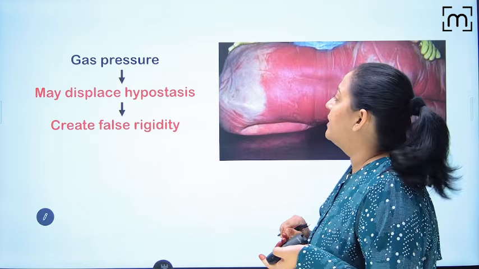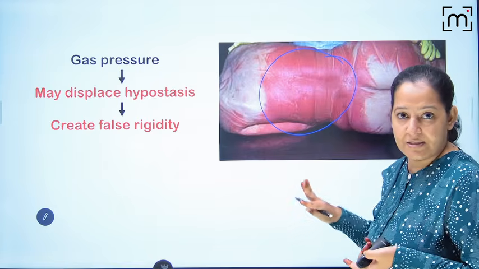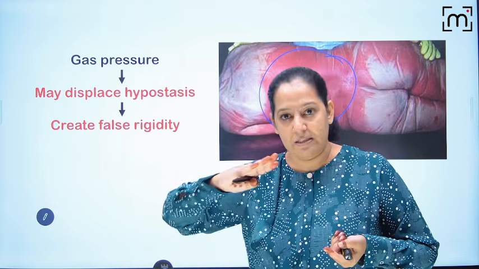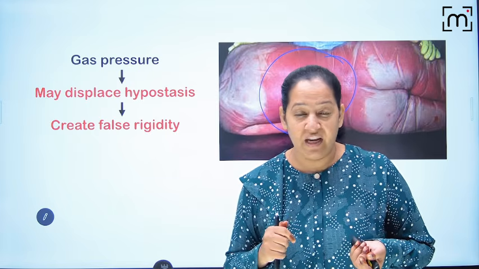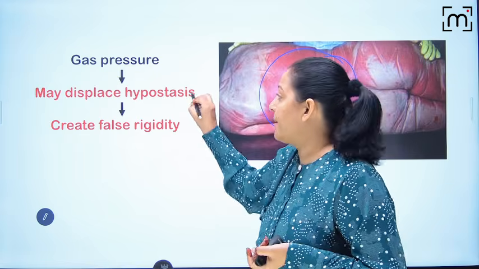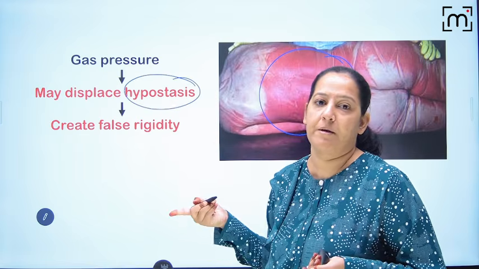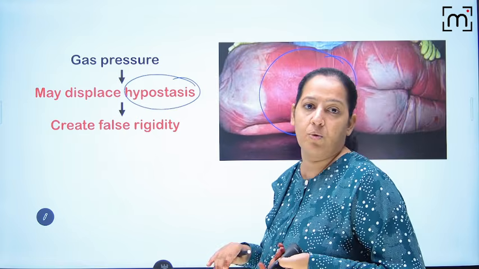Next, gas pressure can change the location of the hypostasis. I told you the hypostasis location depends on the position of the dead body, in supine, prone, lateral, hanging, and inversion, as I told you yesterday. So hypostasis distribution tells us the position of the dead body. But because of the gases, the hypostasis can also shift from here to there.